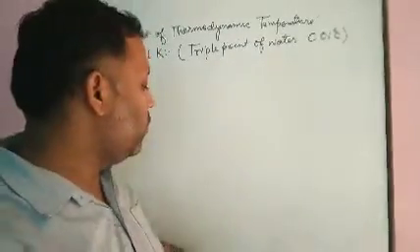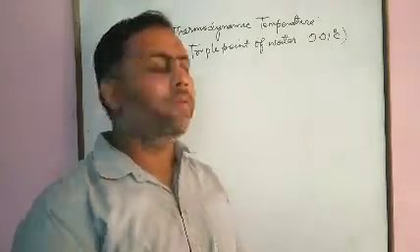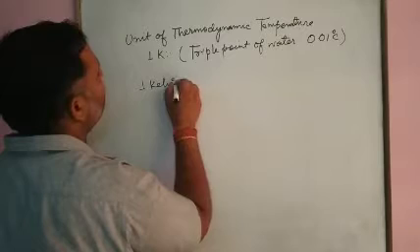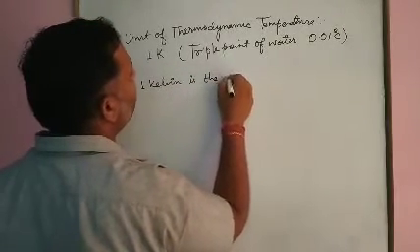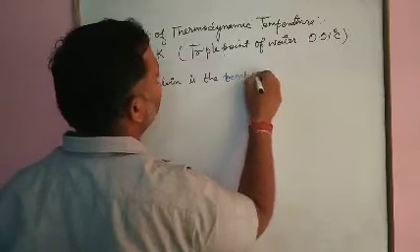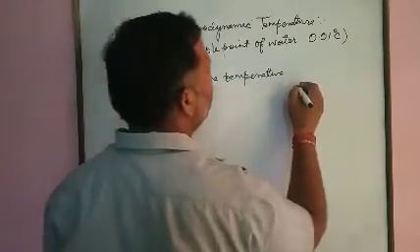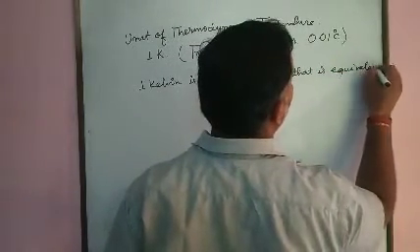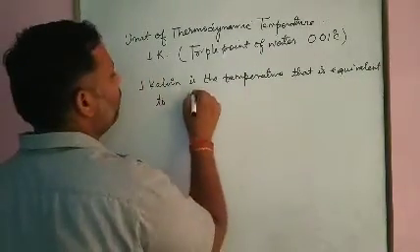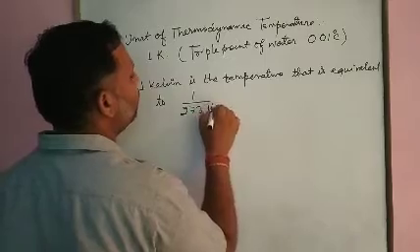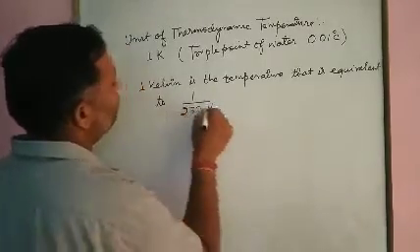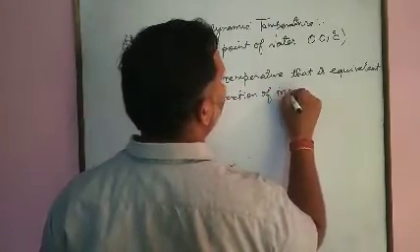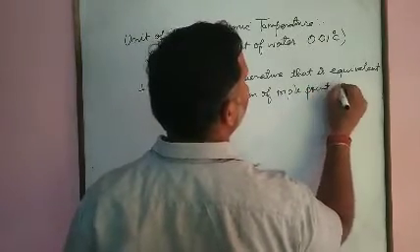Let us discuss how. In order to discuss, it means 1 Kelvin is the temperature that is equivalent to 1 by 273.16 fraction of triple point of water.